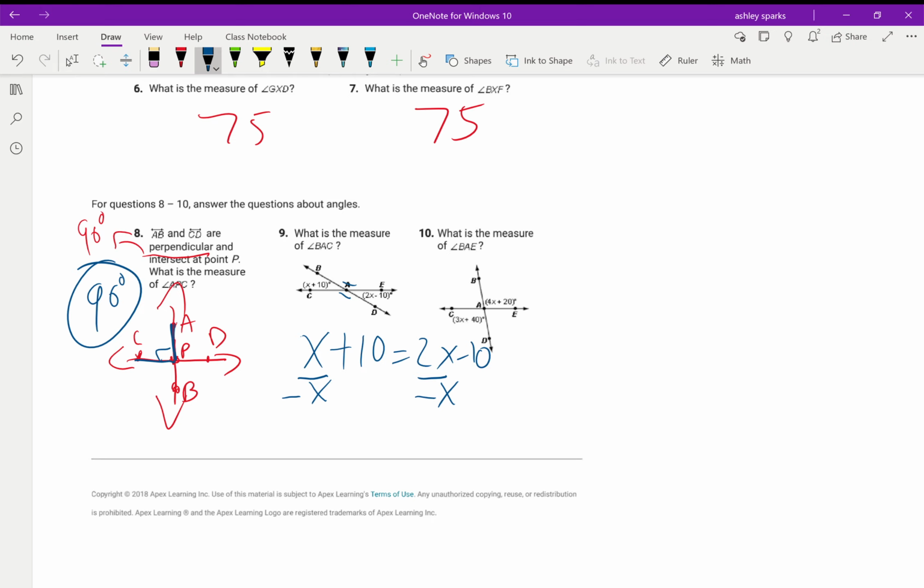The reason I subtract is this right now is a positive x. I want to do the opposite to get rid of it. So I have positive x minus x. It goes away. I'm left with 10 equal to 2x minus x, which is just x, and then the minus 10. Now I want to get my 10 to the opposite side. In order to do that, I want to do the opposite of subtracting 10 and add it to both sides. So I get 10 plus 10, which means x should equal 20.